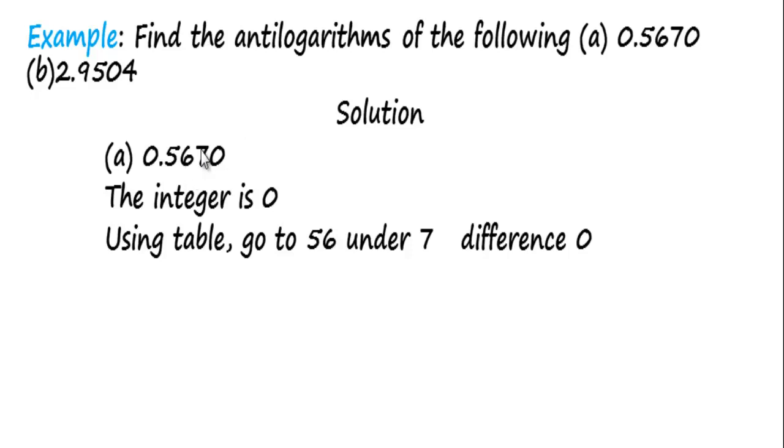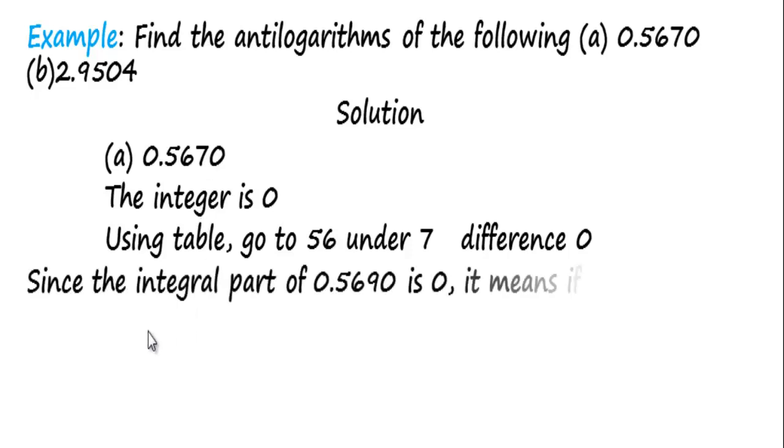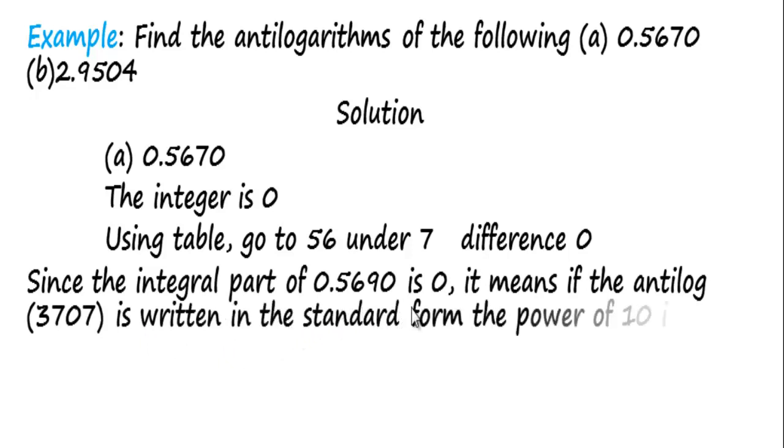Then you stop at the column under 7. Are you getting it? And then you stop at the difference 0. Now, since the integral part of the 0.5670 is 0, it means that the antilog will be 3707, which is written in the standard form of the power of 10. And the power of 10 is what? It's 0, which is just 1. Are you following me?